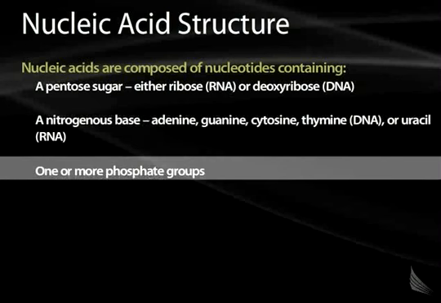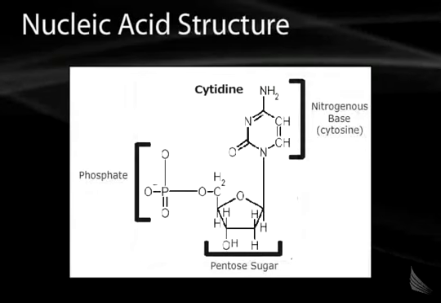In addition, there are one or more phosphate groups which are attached to the pentose sugar. The structure of each nucleotide looks something like this, then. You have the pentose sugar at the base, and attached to one of the carbons you have a nitrogenous base, which shown here is cytosine, and attached to the last carbon we have a phosphate.